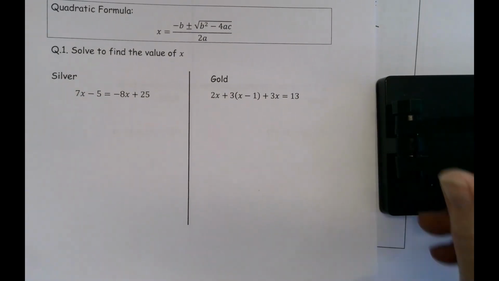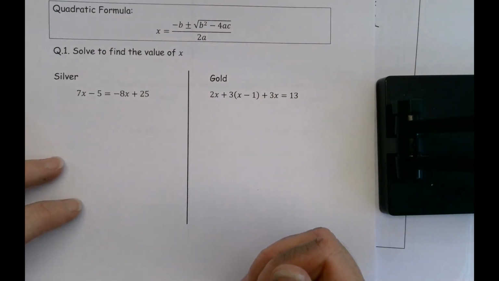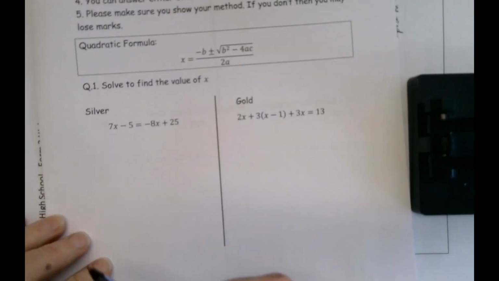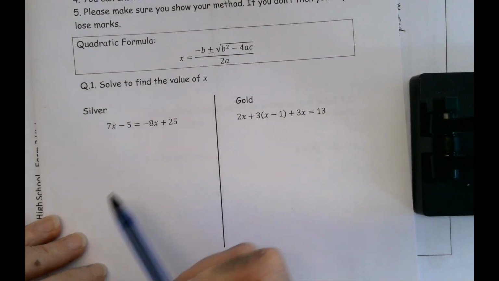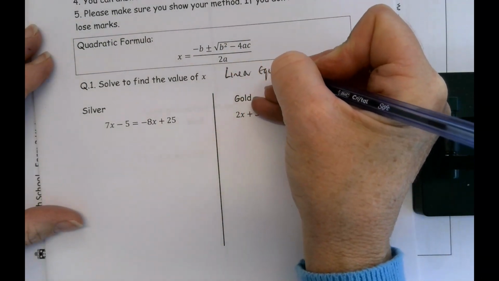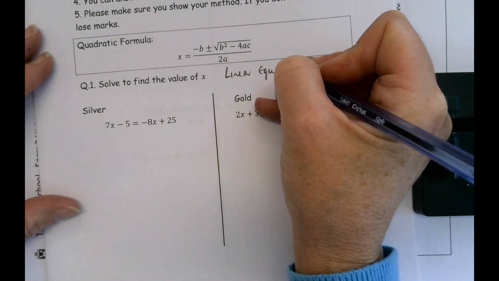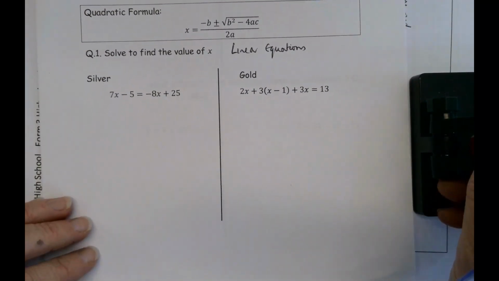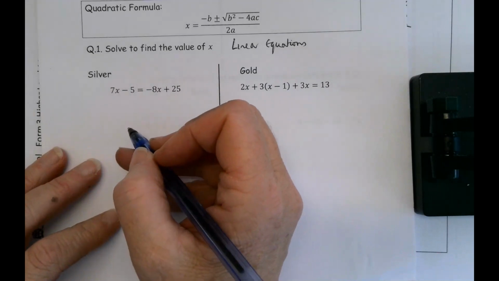Solve to find the value of x. So this is an equation. These are equations. We're trying to find the value of x. We need only the power of 1 for the x's. So these are what's called linear equations. We will have to do quadratic equations later on and simultaneous linear equations, but for now they're just linear equations. So let's do the silver one.